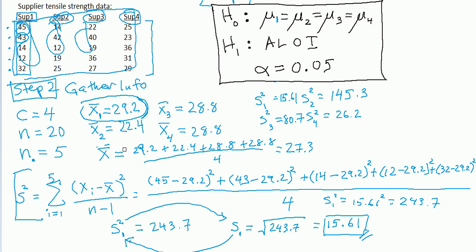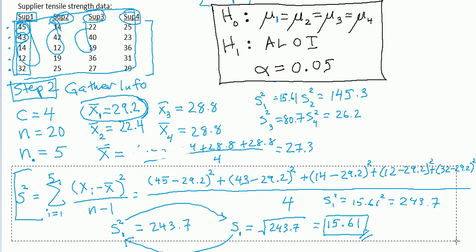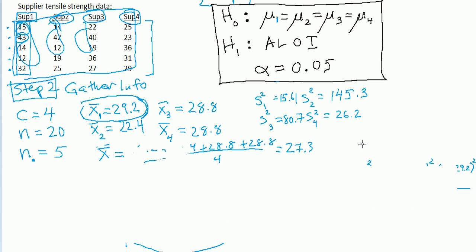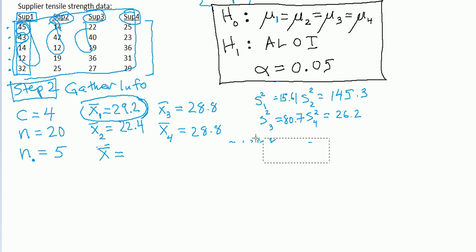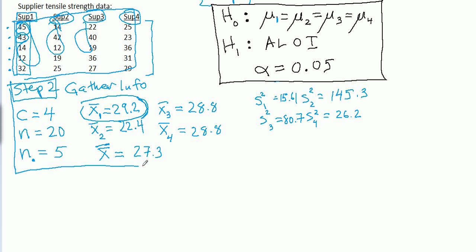So let me erase a lot of this extra stuff here so we can get a nice, clear picture of what we did in this step. That was 27.3. I'm going to write that there. So we have 27.3, which was the grand mean, double bar, right? So this whole step right here that we did would be our step 2.